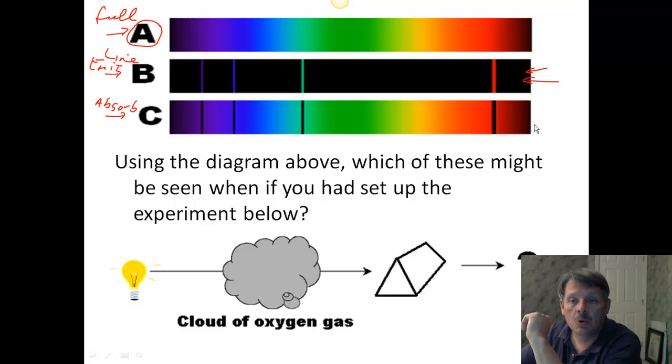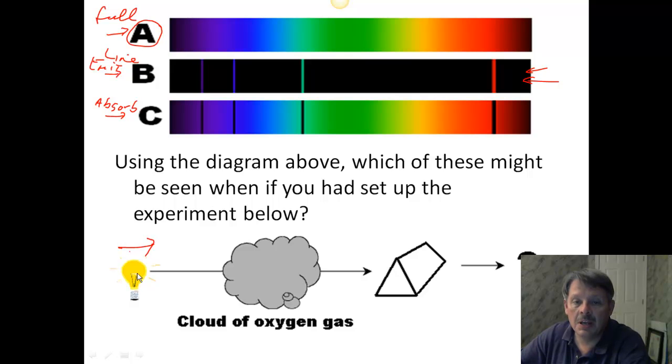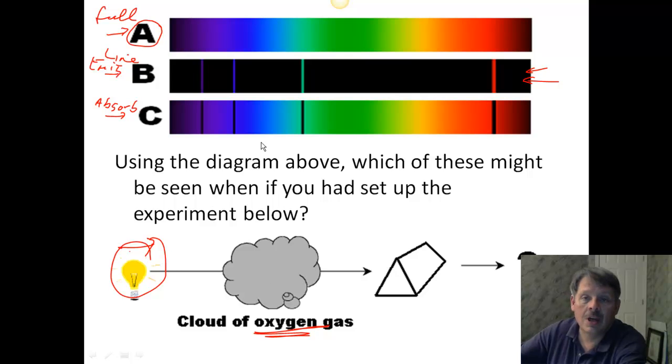Now, if you were to pass this through a cold gas, like hydrogen, for example, it would absorb certain colors. And that's exactly what you're seeing down here. You have a light emitting a full spectrum like A. When it goes into the cloud, the cloud absorbs certain colors, based upon what the gas is. In this case, we're just saying it's oxygen gas. I don't know what its line spectra is, but the bottom line is it is going to absorb certain colors.